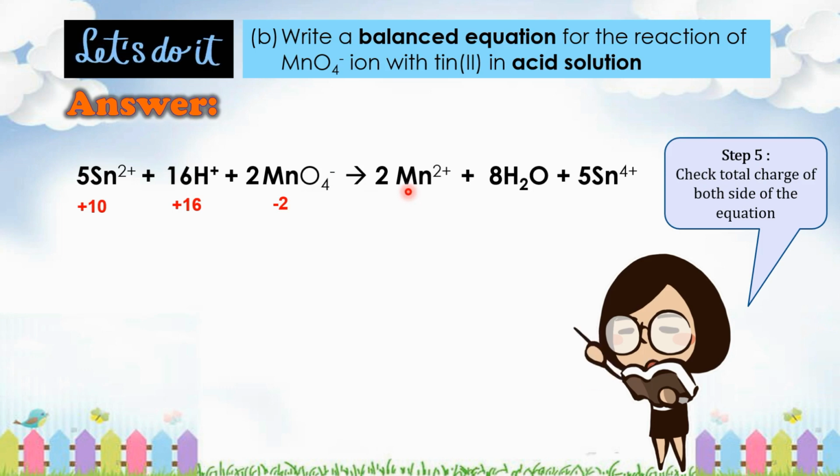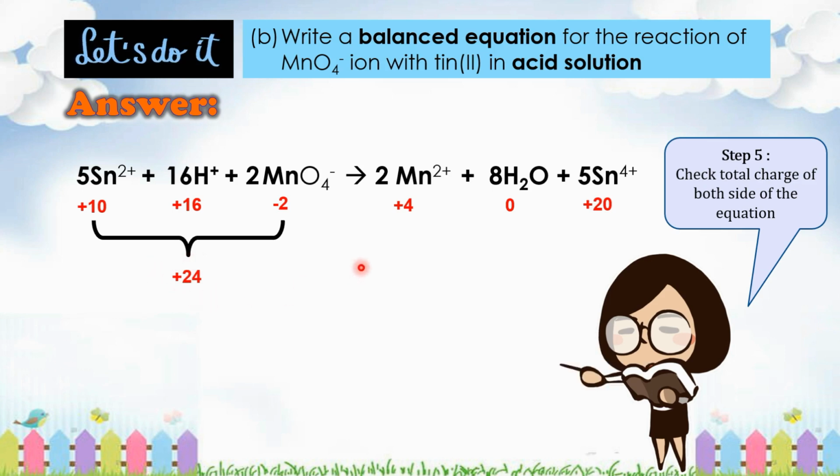As for the product side, 2 times 2+, so we get positive 4. 8 times 0 equals 0. 5 times positive 4, so we get positive 20. Next, we total up the charge: the reactant side is positive 24, and the product side is positive 24. This means that the equation is already balanced.